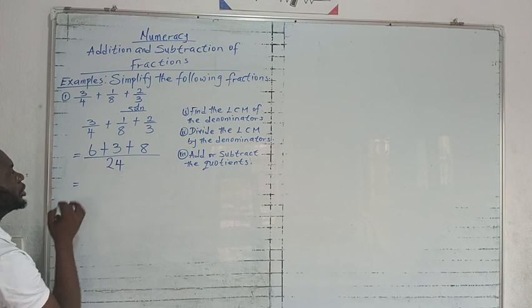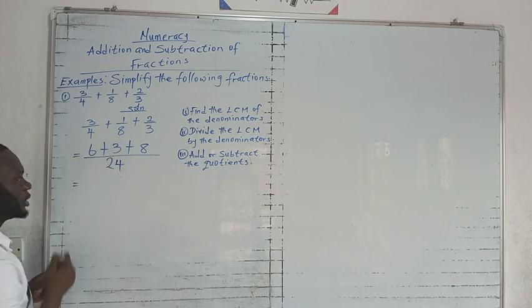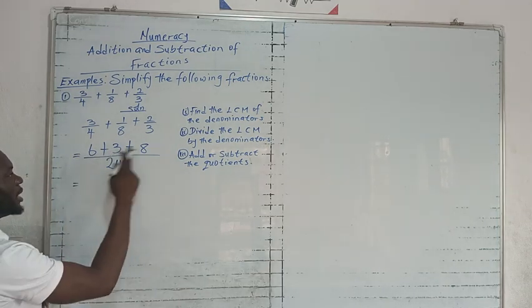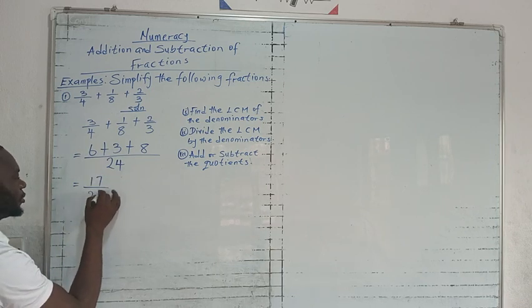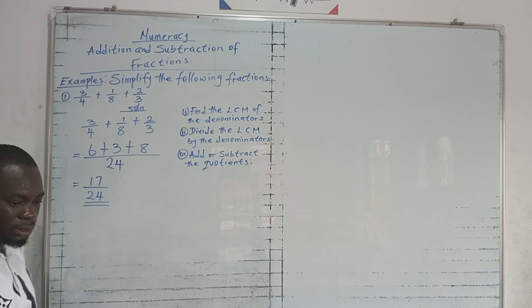By adding, we now have 6 plus 3, 9. 9 plus 8, 17. All over 24. And this is the final answer.